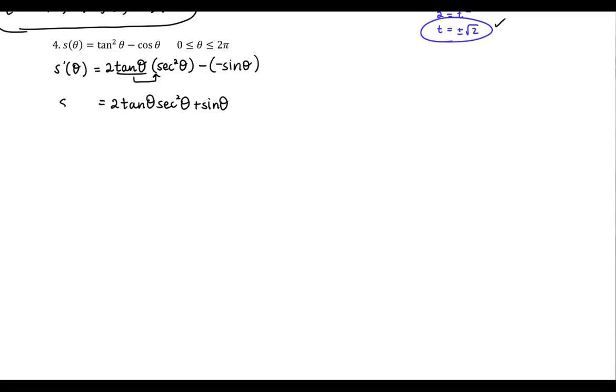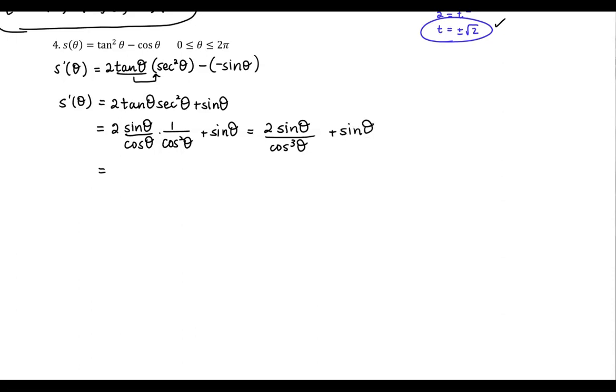So this is s prime of theta, and I'm going to rewrite this derivative in terms of sine and cosine. I think that's helpful because we need to find out where this derivative does not exist, and so we're interested in where the denominator will be 0. So I've rewritten tangent as sine over cosine, and now I'm going to rewrite secant squared as 1 over cosine squared. So just one final rewrite of this will be 2 sine theta over cosine cubed theta plus sine theta.